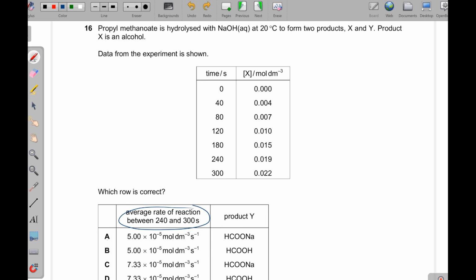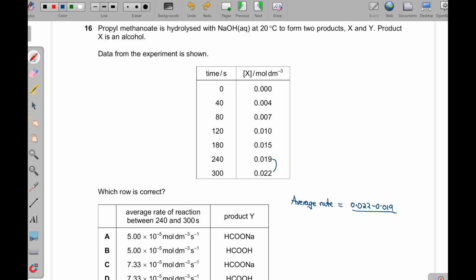Now here I'm seeing average rate between 240 and 300 seconds. So average rate, how are we going to get it? Average rate is going to be equal to from 240 to 300, we are here. So that will be 0.022 minus 0.018. Actually, it is 0.019. So what was added here? Which change was here? Which concentration of X was produced within this time? That's what we are trying to find.